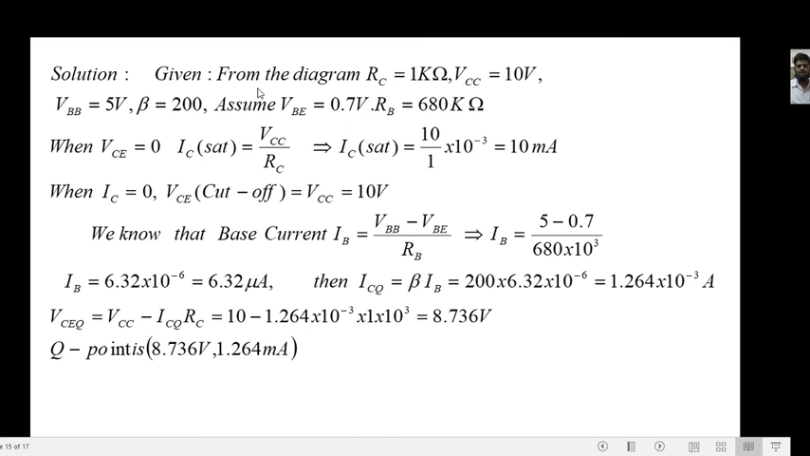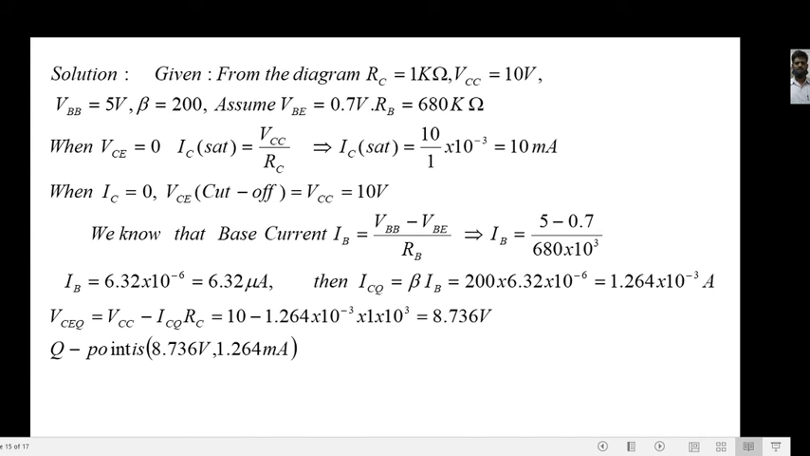Solution: from the diagram, RC is equal to 1 kilo ohm, VCC is equal to 10 volts, VBB is equal to 5 volts, beta is equal to 200. Assume VBE is equal to 0.7 volts, RB is equal to 680 kilo ohm. When VCE is equal to 0, IC saturation current is equal to VCC divided by RC. IC saturation is equal to 10 divided by 1 into 10 power minus 3, that is equal to 10 milliampere. When IC is equal to 0, VCE cutoff is equal to VCC, which equals 10 volts.